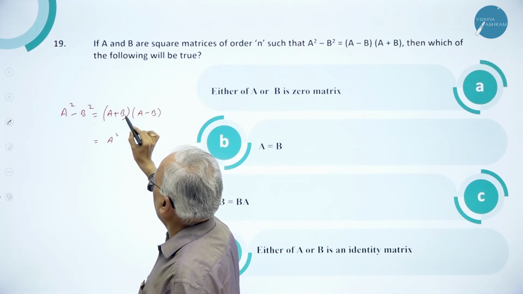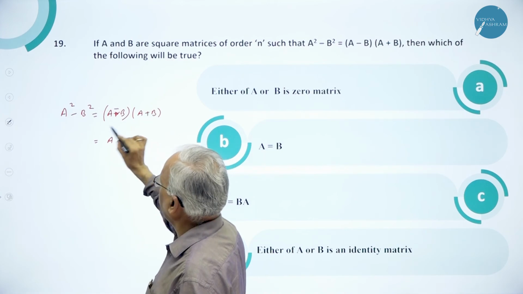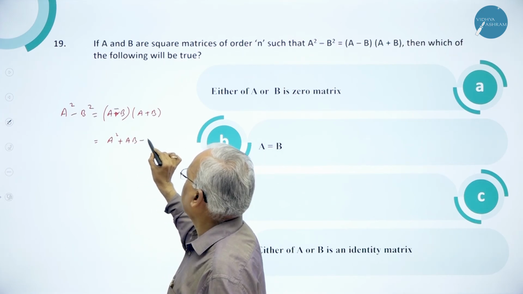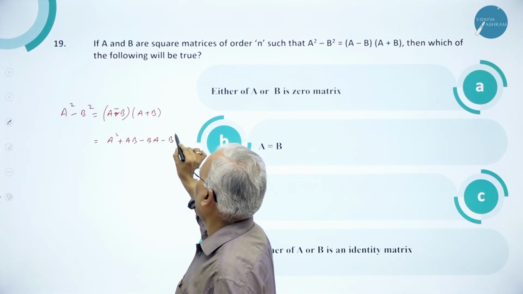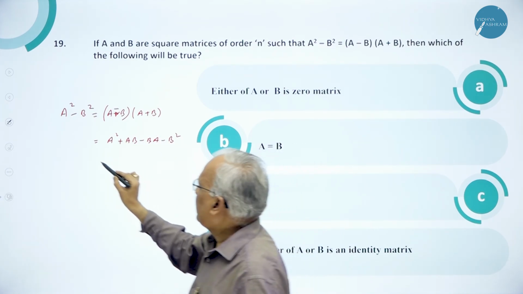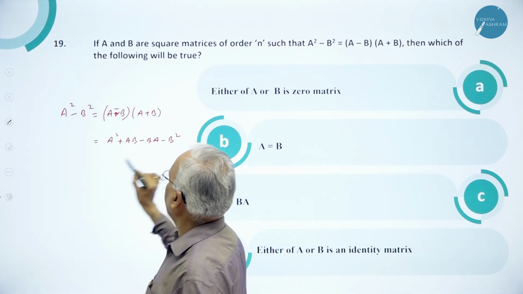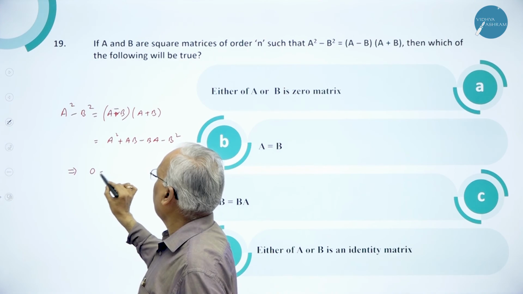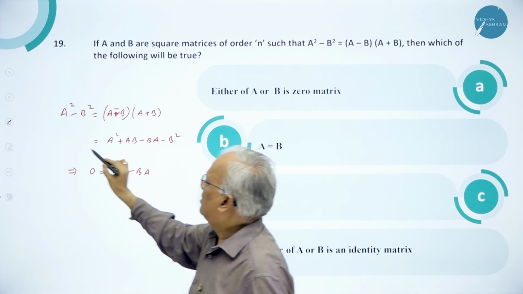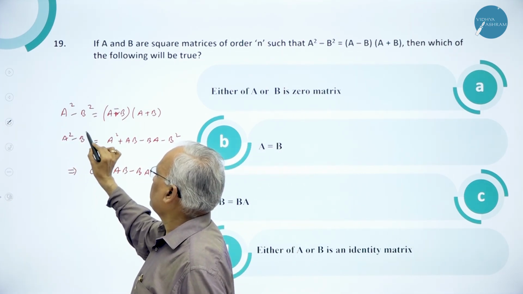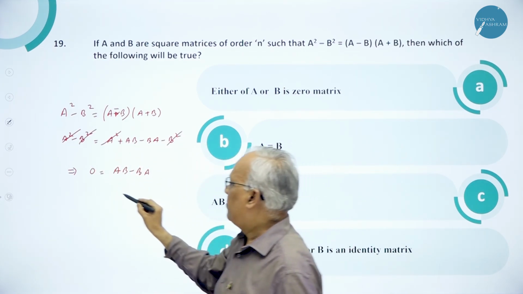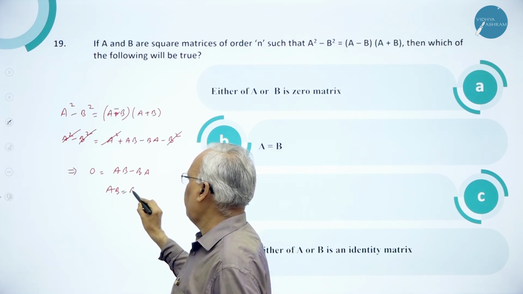Take a minus b and a plus b, let it be in that order only. So a squared plus ab minus ba and then minus b squared. Inside matrices, ab and ba are not the same, so take the same order. So a squared cancels with a squared, b squared cancels with b squared. So this implies 0 equals ab minus ba. So a squared minus b squared cancels with a squared minus b squared, and you are left with ab minus ba equal to 0. Therefore, ab is equal to ba.